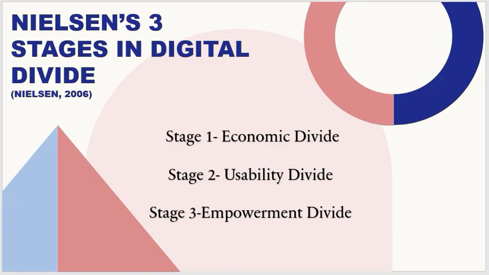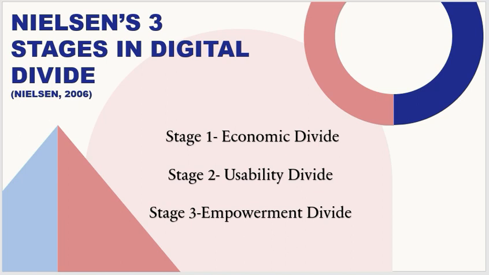All right, so there are Nelson's 3 stages in the digital divide. Basically, stage 1 is the economic divide, which really means that people can't afford computers. Pretty basic. And so that leads to stage 2, which is a usability divide, which means that if they can't afford computers, then they don't necessarily have the skills to use them if they could.